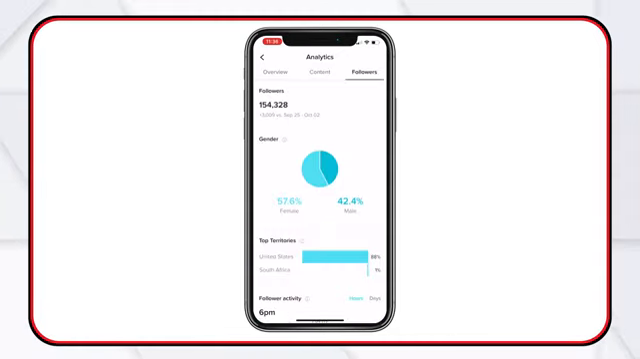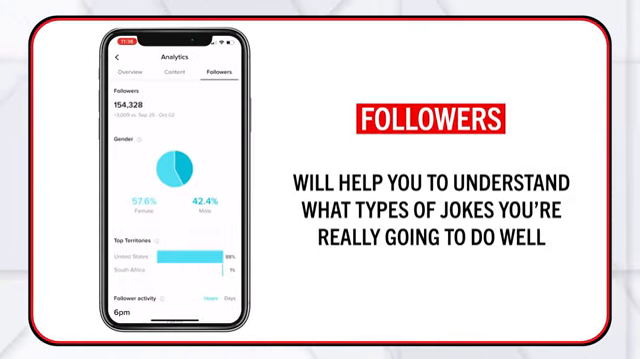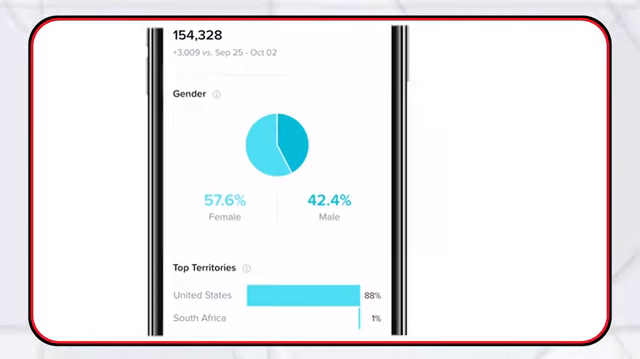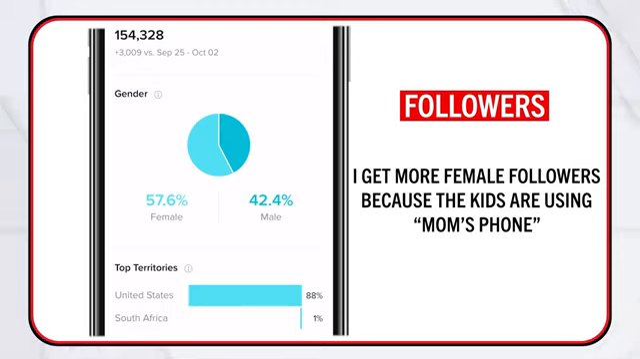Okay, let's take a look at followers, because your followers will actually help you to understand what types of jokes are gonna really do well. So I do a lot of dad jokes stuff, and so I get some of these male followers, but I get a lot more female followers. Why? Okay, here's why I think I do. I get more female followers because it's actually mom's phone, and the kids are using mom's phone. Okay, that's what I think, because I get a lot of duets, and the duets are all with kids, okay?